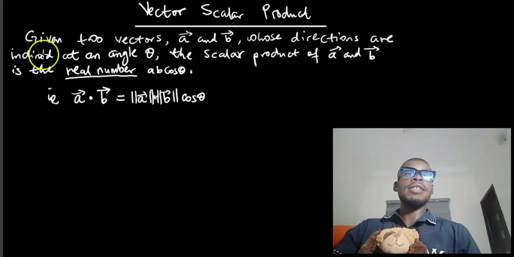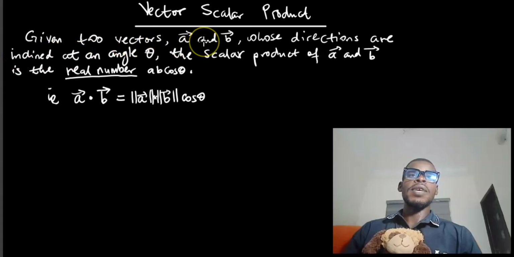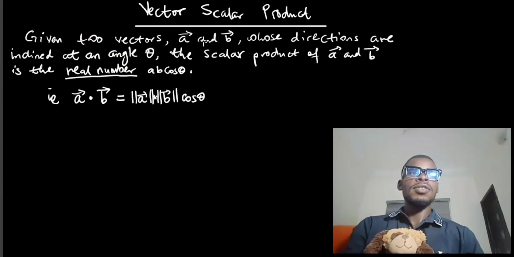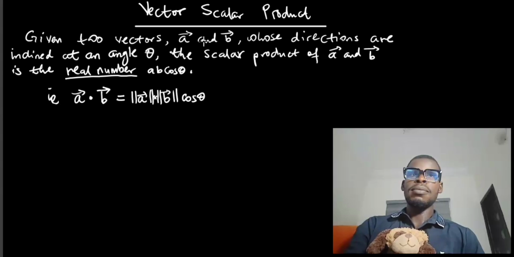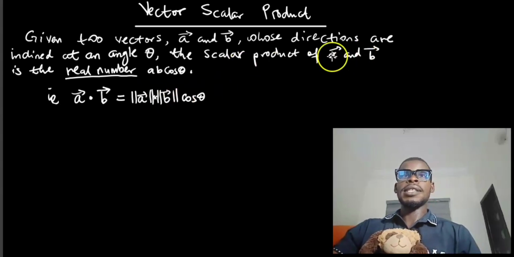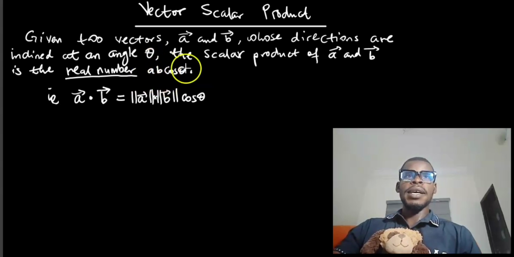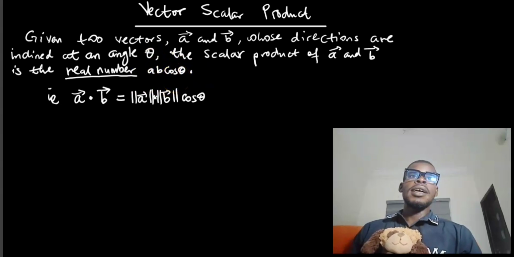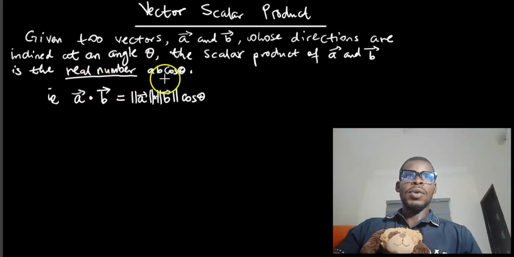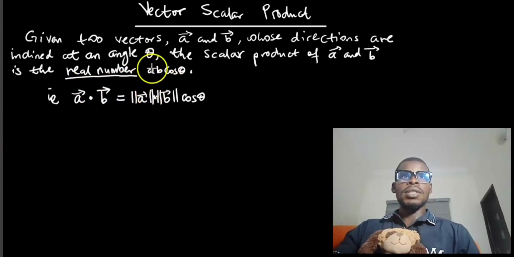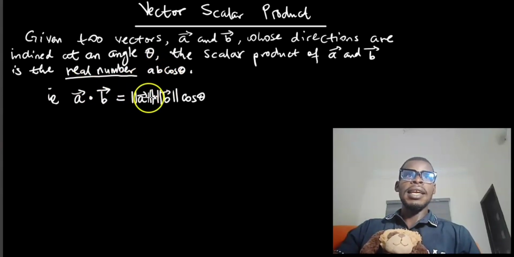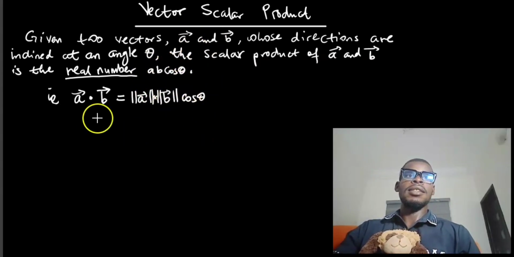Using this definition, we say that given two vectors, we call those two vectors A and B, whose directions are inclined at an angle theta, then the product of A and B is a real number. So the scalar product of the two vectors is a real number, and the real number is given by AB cosine theta. Now you could ask, what are these A and B? In this case, it's just shorthand for the length of vector A, just A without any arrow above it, and the length of vector B, just B without any arrow above it.